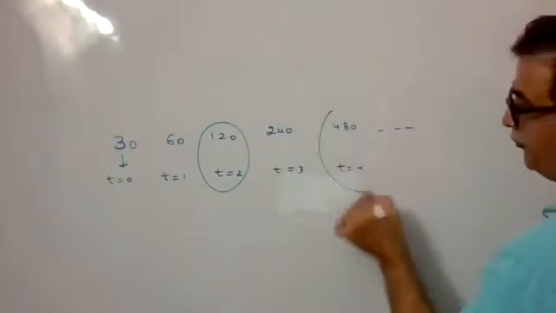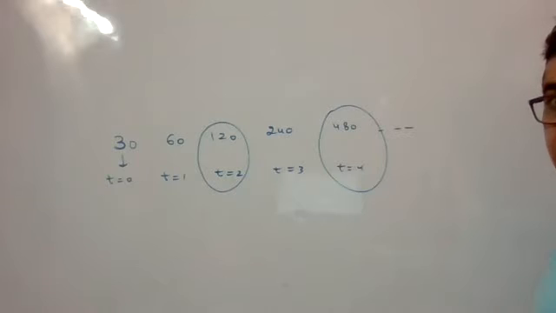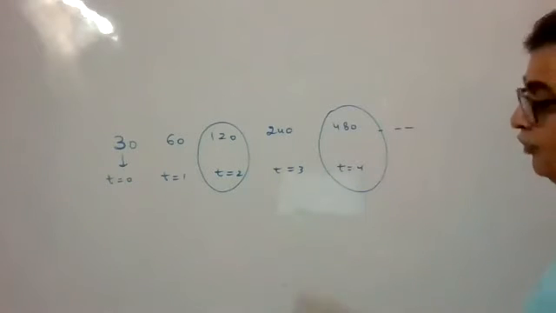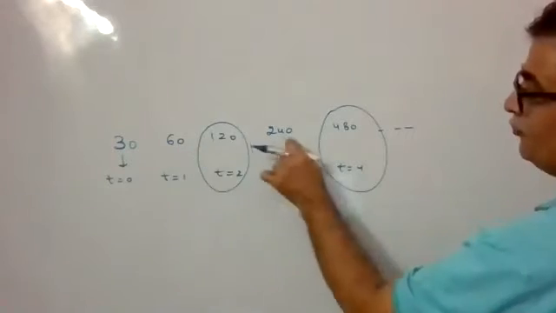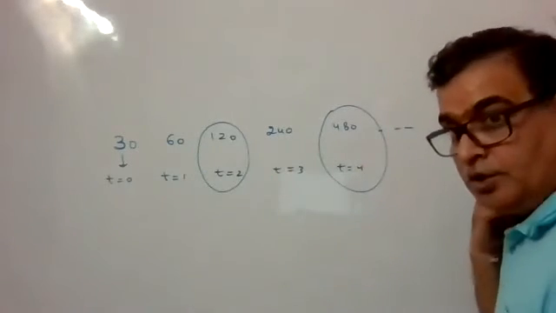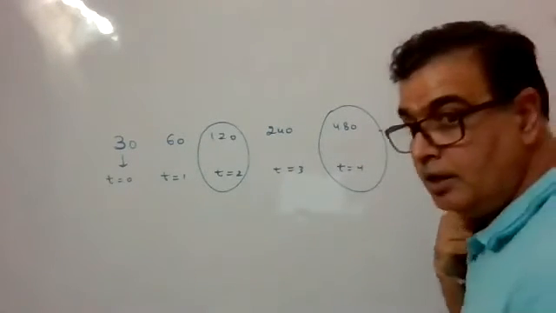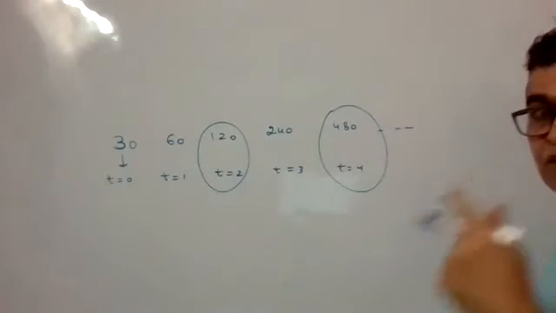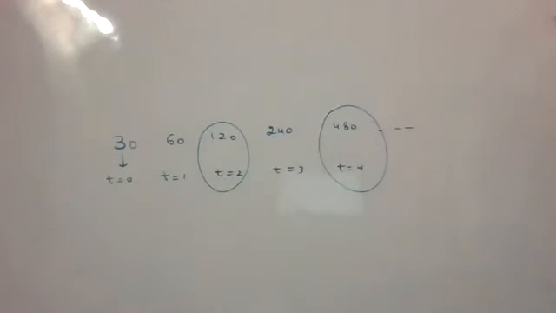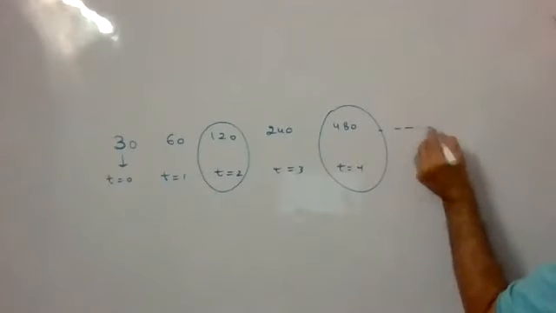Then after 4 hours, it will be 480. Means which term you are calculating? Fifth term. Right or no? 1, 2, 3, 4, 5. Fifth term will give you. Right? Because first one is 0, so we will say fifth term will be giving the number of bacteria after how many hours? 4 hours.